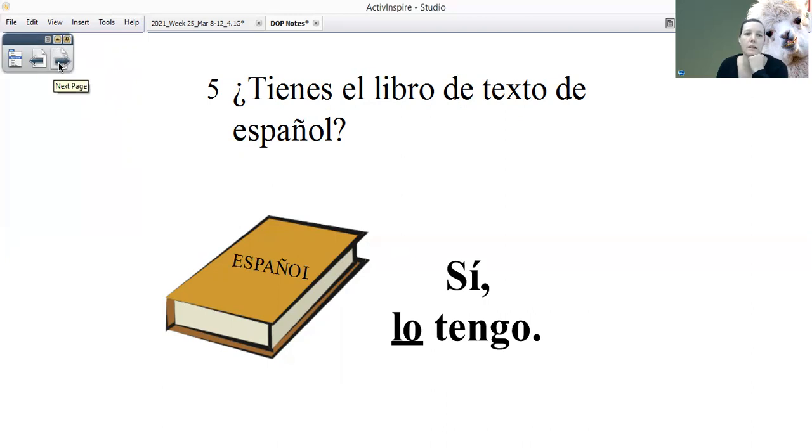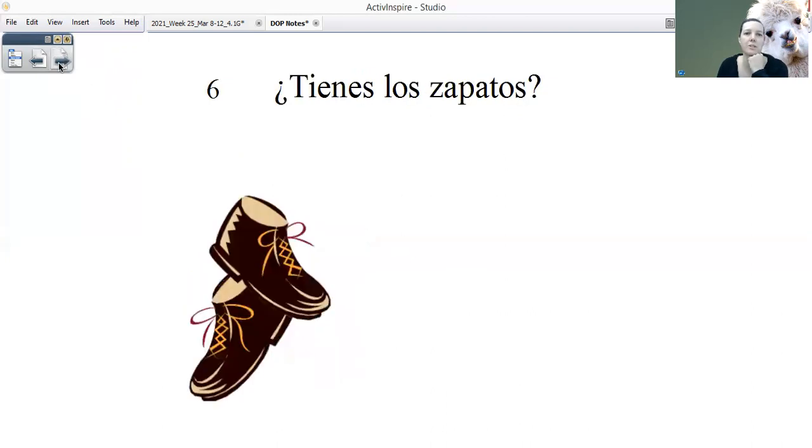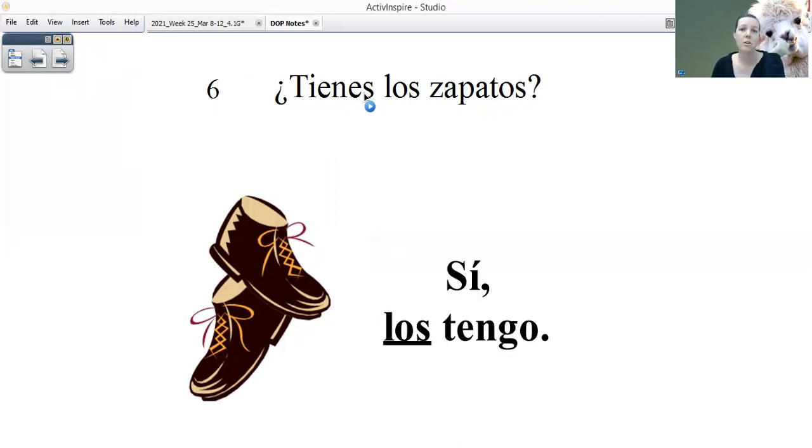Okay, there's a it, the way we say it in Spanish. So now we're going to plural. Do you have them? Do you have the shoes? Right? Los zapatos could be replaced with just simply los. Okay, and you put it before the verb. And here you have, sí, los tengo.